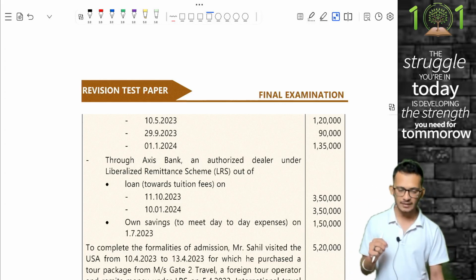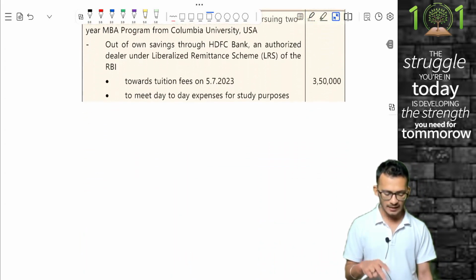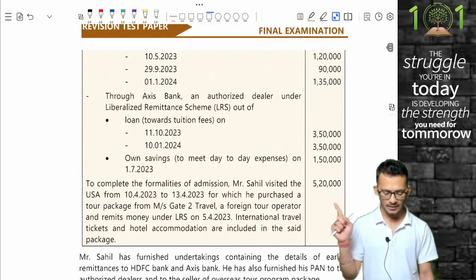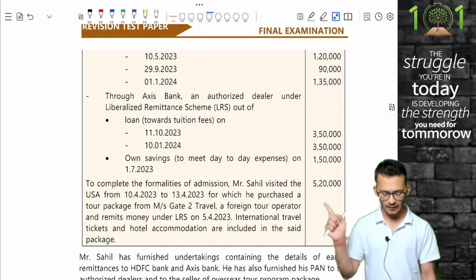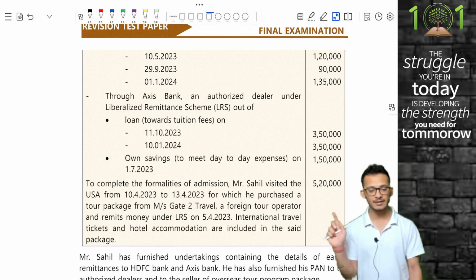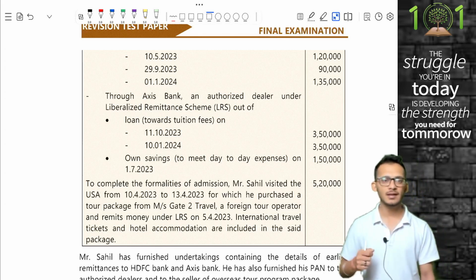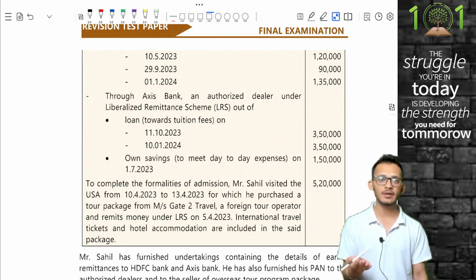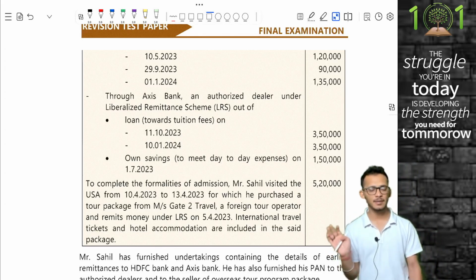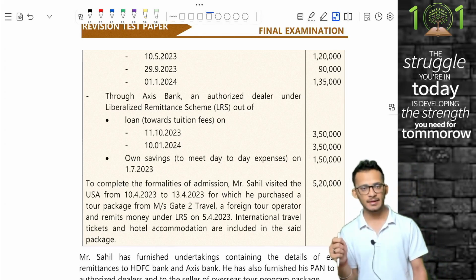So what is happening is you have made some multiple payments. Most of the payments are relating to tuition fees. So tuition fees, study purposes, and then a payment for tuition fees again through a loan, and then one more payment which is for the day-to-day expenses. Notice the banks, two different banks. One is HDFC, one is Axis Bank. Now, technically, I would always say that for both, 7 lakh will apply separately. HDFC will get a fresh 7 lakhs and Axis Bank will get a fresh 7 lakhs, because it is collector specific.